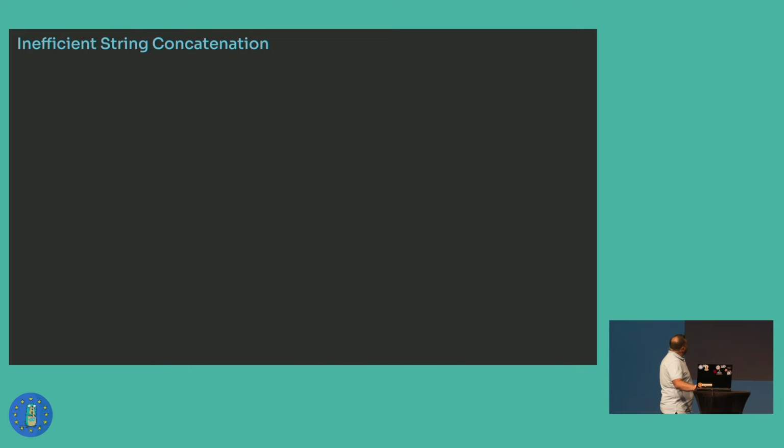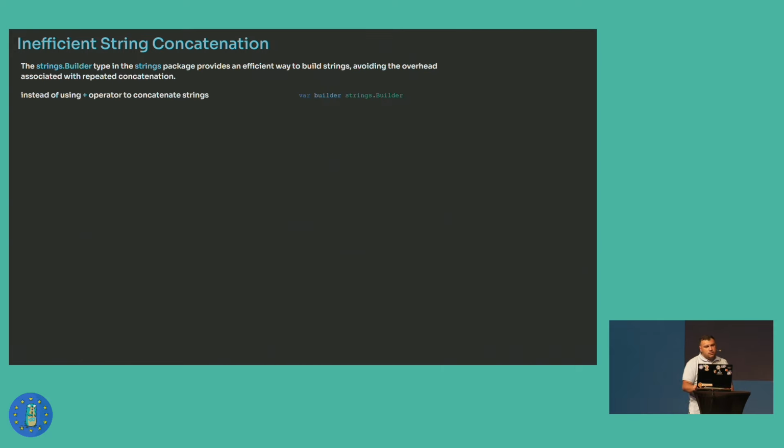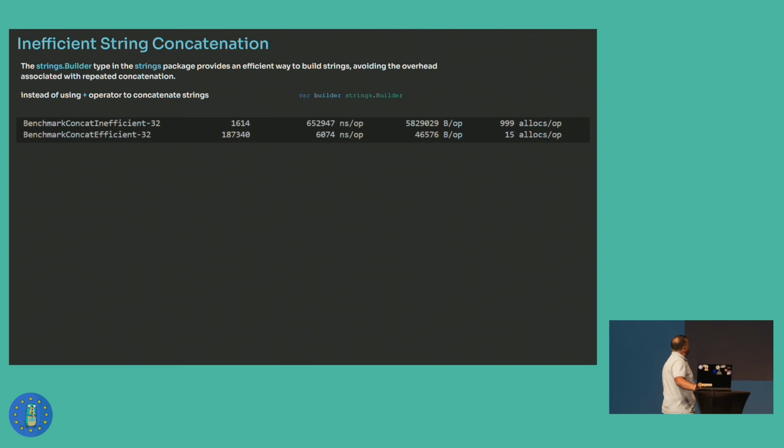Also, when we deal with concatenation of strings, developers tend to use plus, and it causes a really big overhead with performance and memory consumption. So always favor using strings.Builder when dealing with concatenation. You can see here there is a big overhead when dealing with concatenation with the plus operator instead of using string builders.